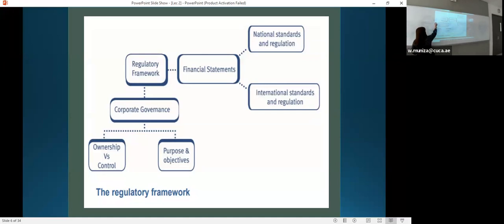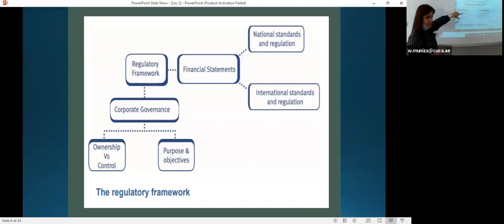IASB produces international accounting standards and international financial reporting standards. IAS, International Accounting Standards, IFRS, International Financial Reporting Standards. These are produced by the International Accounting Standards Board. If in your country these are followed because your country's national lawmakers have passed a resolution with IASB that they will also be following IFRS and IAS, then you have to follow them.